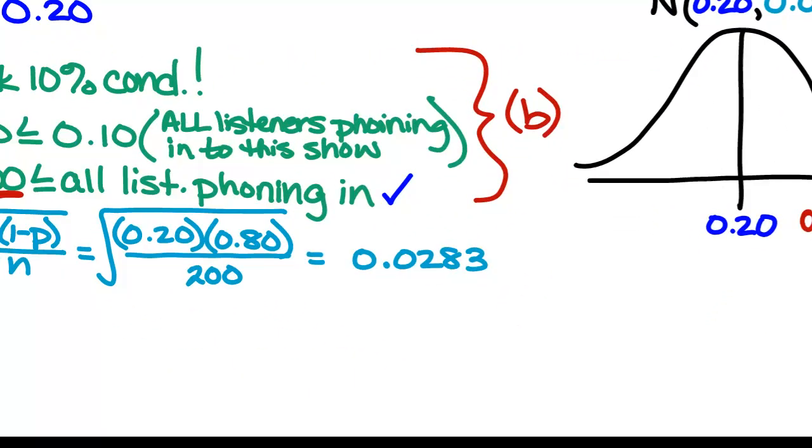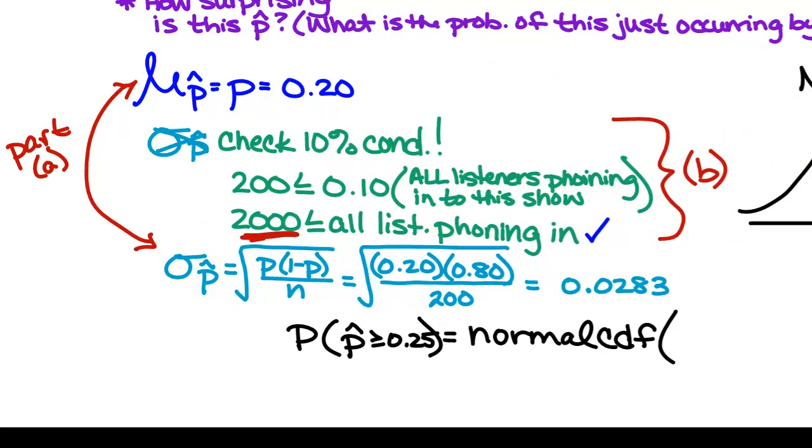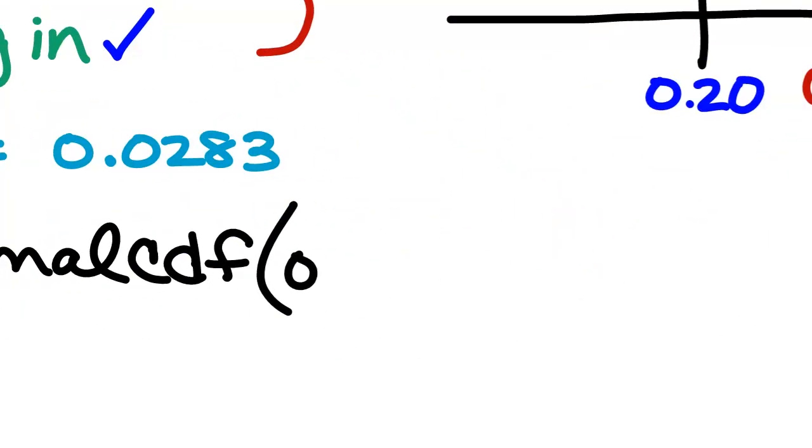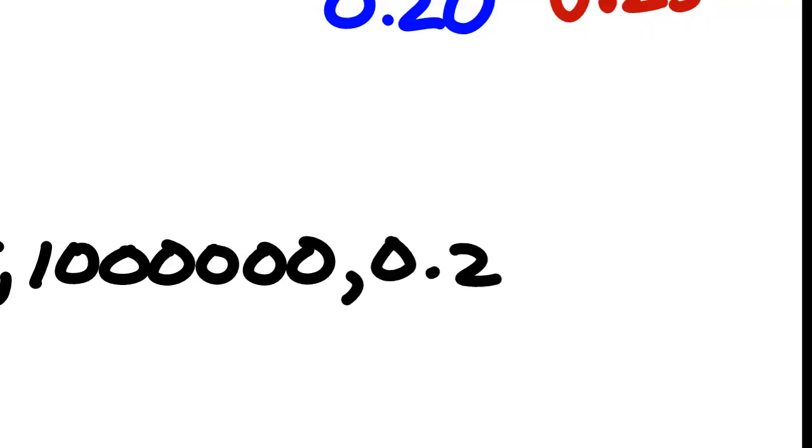So then we're going to do normal CDF. Before I write that down, we are calculating the probability that p hat is greater than or equal to 0.25. Lower bound would be 0.25. Upper bound is stupid big. Mean is 0.20. Standard deviation is 0.0283.